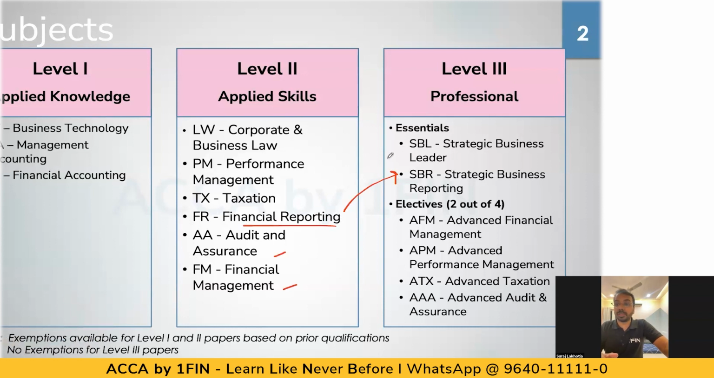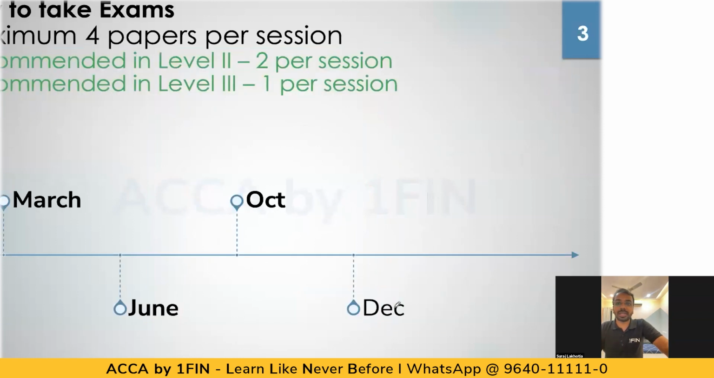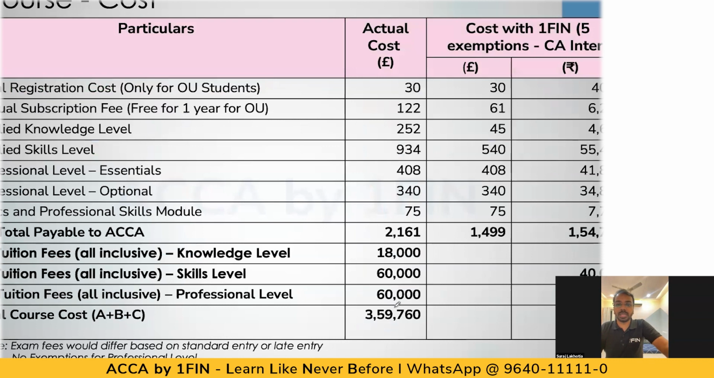Then at level 3, you have SBL, strategic business leader, and business reporting. These are compulsory, and any 2 out of the 4 electives that you have to do. Okay, so that is one part of what you had asked.